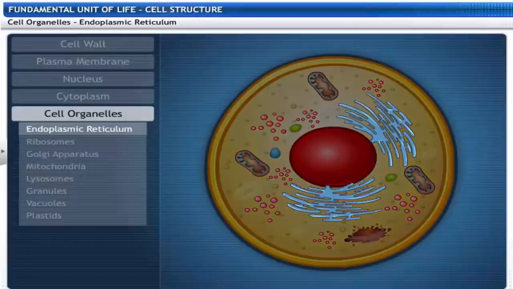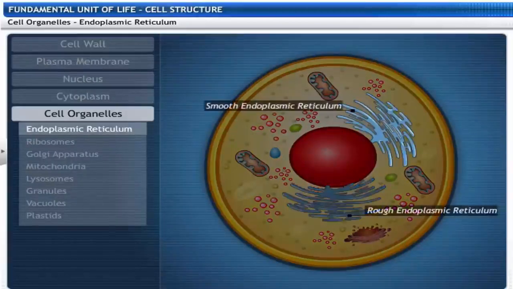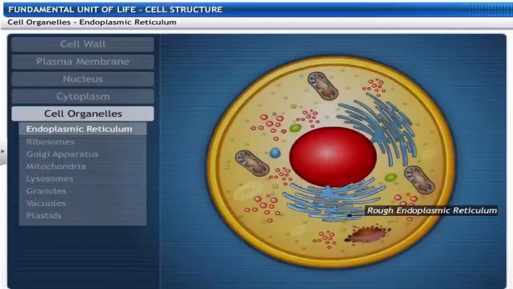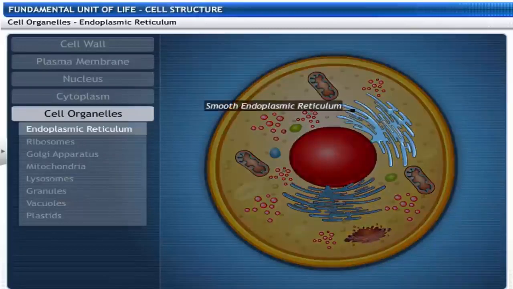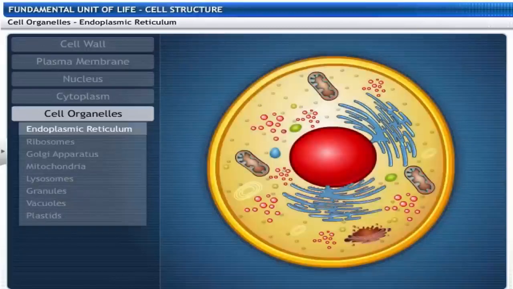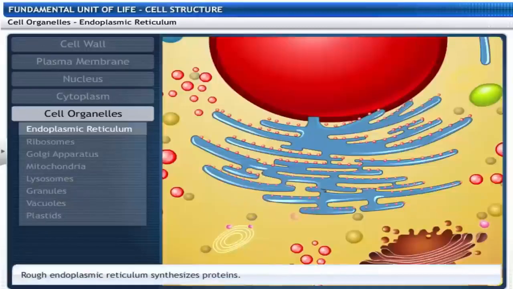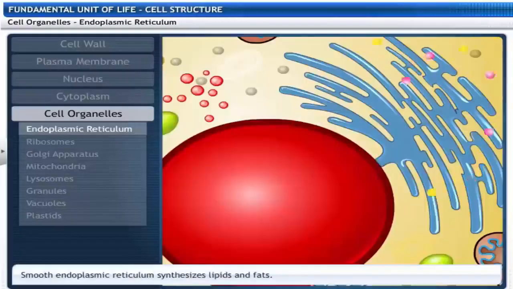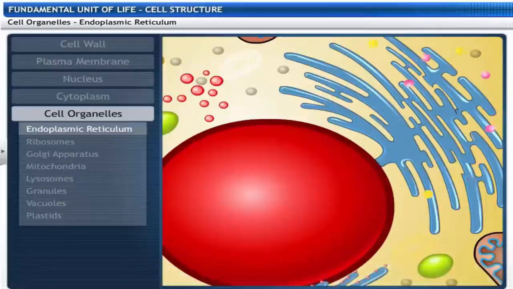There are two types of endoplasmic reticulum: rough and smooth. Rough endoplasmic reticulum has ribosomes present on it, while they are absent on smooth endoplasmic reticulum. Rough endoplasmic reticulum synthesizes proteins, while smooth endoplasmic reticulum synthesizes lipids and fats.